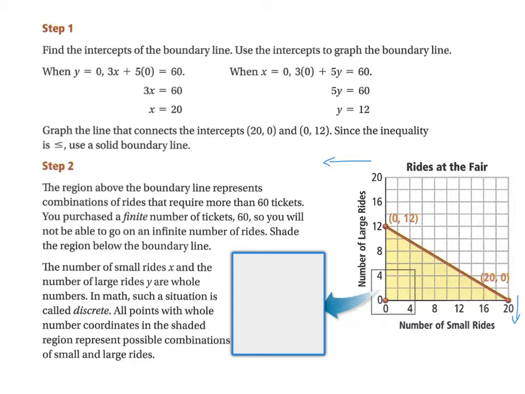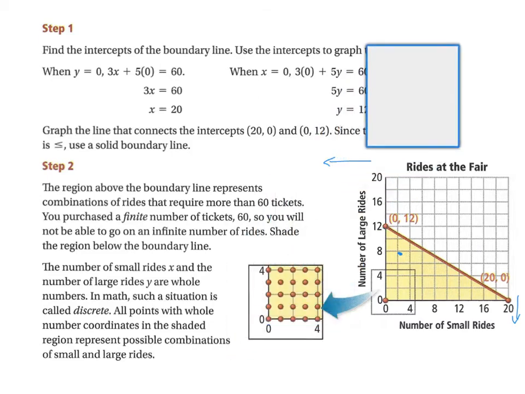In reality, though, it's not totally shaded in because you couldn't be like right here. I couldn't ride 2.4 small rides and 7.9 big rides. That doesn't make sense. So really the graph, we always shade it, but it's really all the little corners, like the 1, 2, 2, 3, 3, 7, so on and so forth.